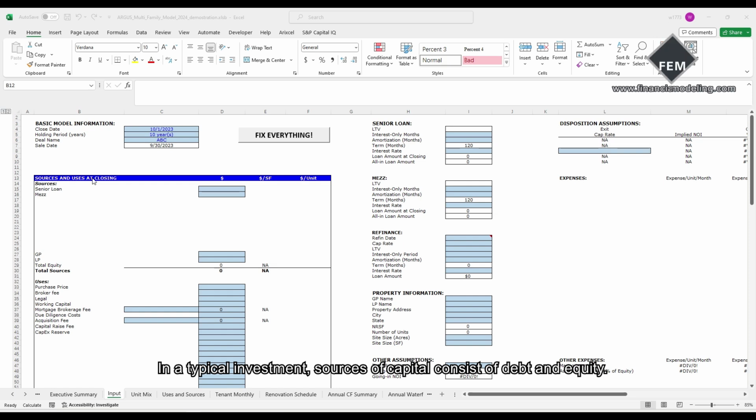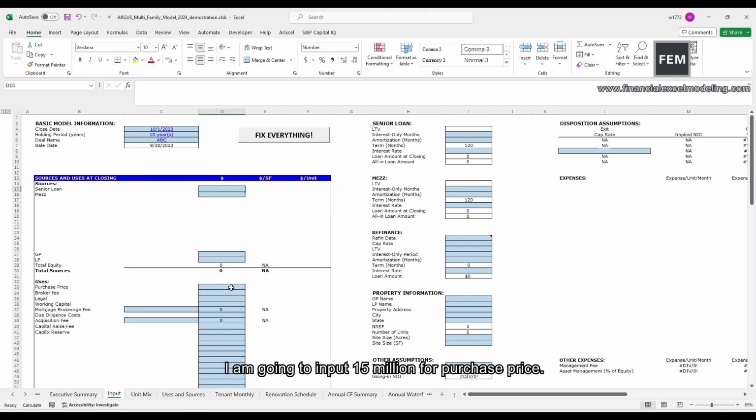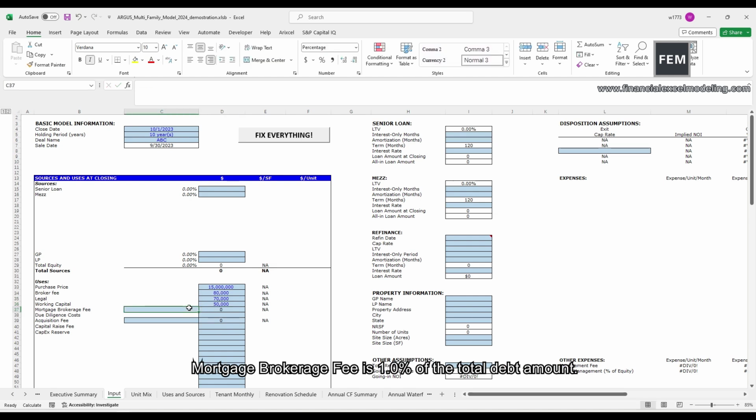In a typical investment, sources of capital consist of debt and equity. Uses of capital consist of purchase price and the various items. I'm going to input $15 million for purchase price, $80,000 for broker fee, $70,000 for legal expenses, $50,000 for working capital. Mortgage brokerage fees is 1% of the total debt amount.